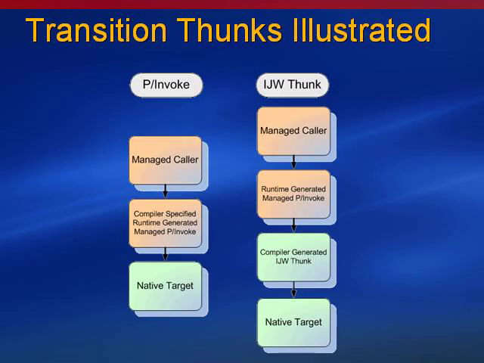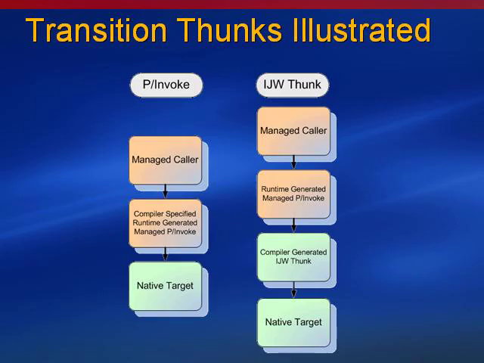Here's just a quick illustration of what these P/Invokes look like, to make sure it's all clear. For the managed P/Invoke case, you've got your managed caller. It calls into this managed P/Invoke, which was specified by the compiler, but gets implemented and generated by the runtime. And then this calls directly into the native target. Everything orange here, by the way, is managed. Everything native that's being executed is in green.